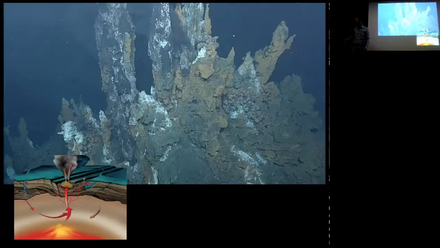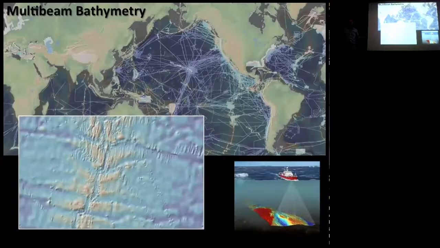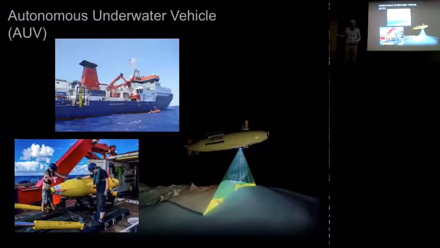Okay, you wouldn't be able to find something like this with this size using this type of mapping, because it's too coarse. There's not enough detail here. So we have to go even higher detail. To do that, we need to get closer to the seafloor. And the way we do that is using relatively newer technology called autonomous underwater vehicles, or AUVs. You can think of these as underwater drones.